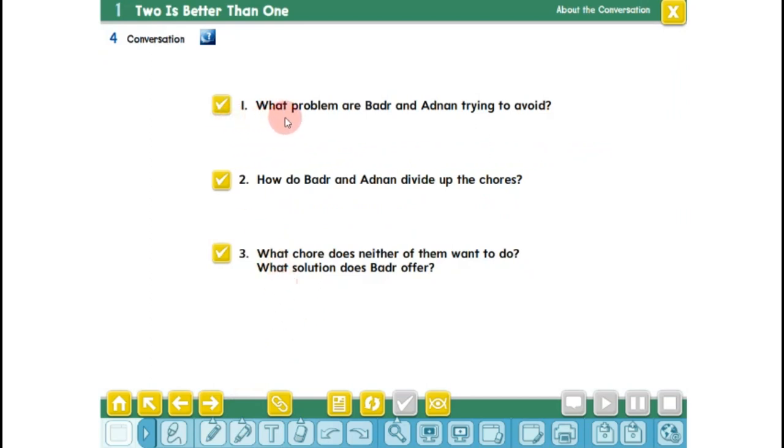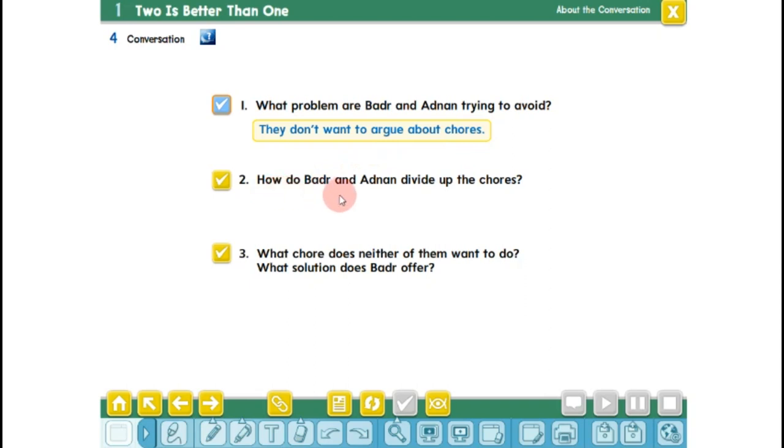Here are the questions. What problem are Badr and Adnan trying to avoid? إيه المشكلة اللي بدر وعدنان بيحاولوا يتجنبوها؟ طبعا المشكلة أنهم يتجادلوا أو يحصل جدال عن الأعمال المنزلية. They don't want to argue about chores.